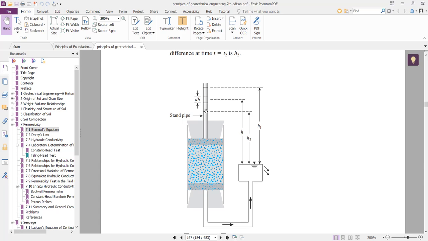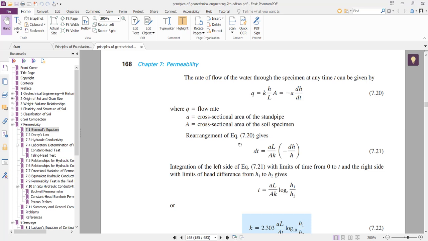H1 is the head at the beginning. After some time, it will be H2. So this is the difference, delta H. Depending on the difference in delta H through the length L, the quantity of water which passed from this point to this point will equal the quantity of water which goes through the soil. We will depend on this to calculate our problem.